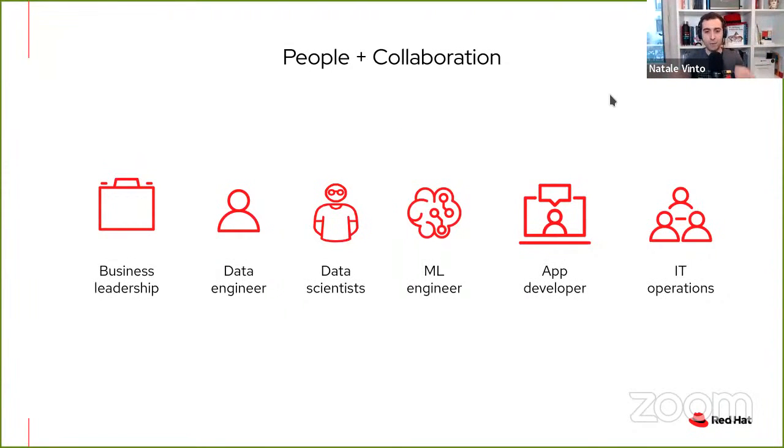Just a quick overview of the people usually involved in our processes, in our operation. We have the data engineer, the data scientist, like most of you, machine learning engineer, app developer, and IT operation, DevOps. So the people that care also about the automation.